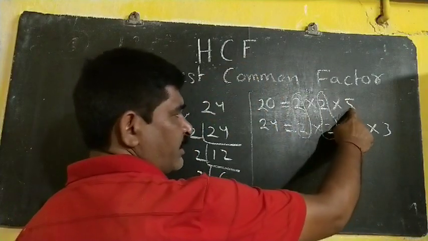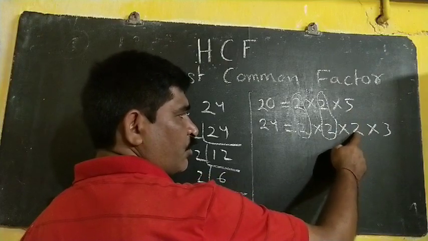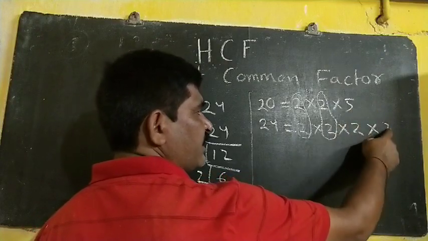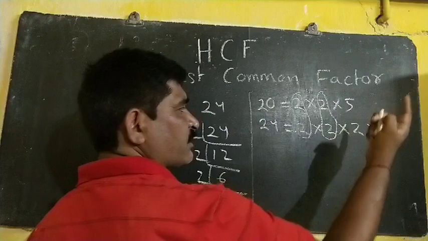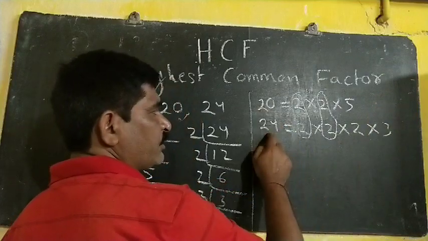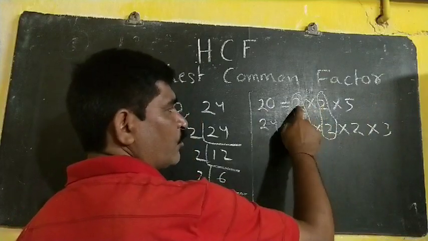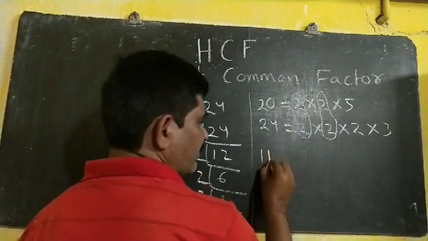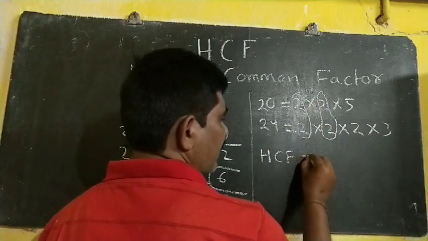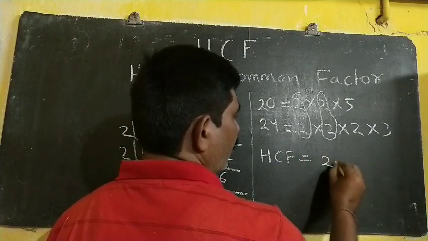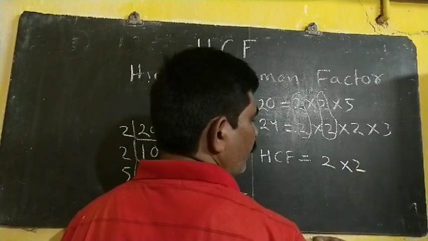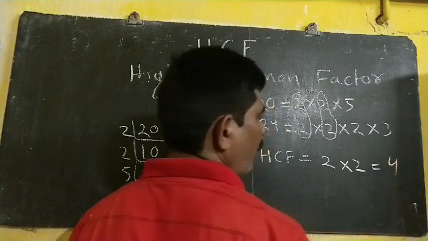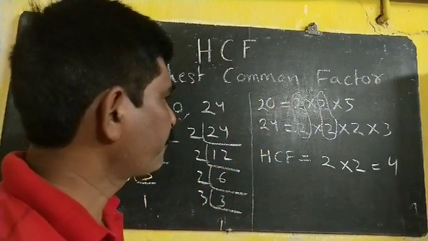But here 5 is there, but here not there. Here 2 is there, here not there. 3 is here, here not there. So common between the two are 2 times 2. 2 is common, 2 times 2 is common. So highest common factor HCF equal to 2 into 2, that is equal to 4.